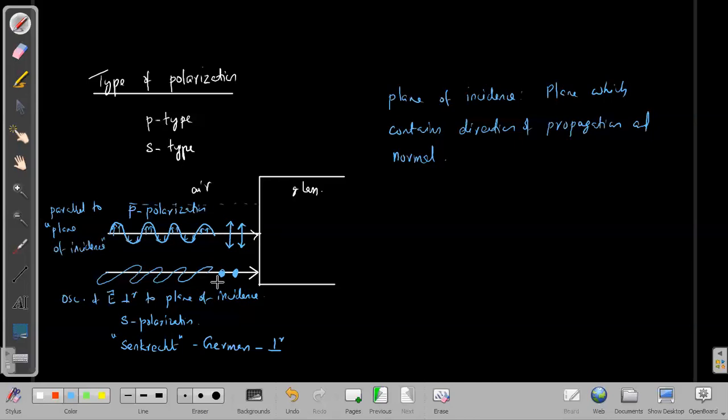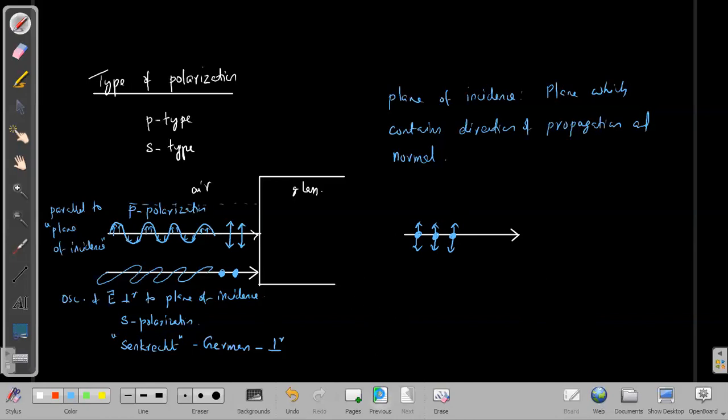Then how would an unpolarized wave be represented? We can represent both. If it is unpolarized, how can we denote it? A thick dot with a double-sided arrow. So this represents that the wave is unpolarized, so it has both the P type and S type polarization.